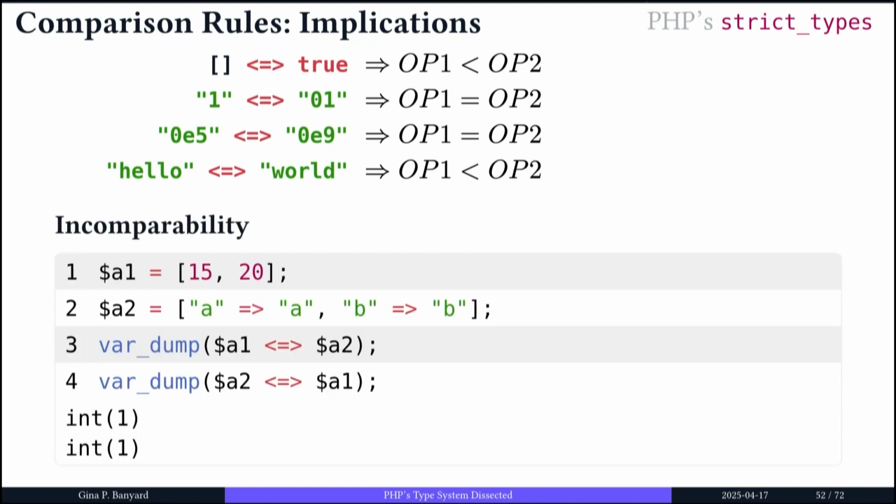The way PHP encodes incomparability in the engine is a bit strange, in that it basically tells you that the first operand is always the greatest. So regardless of how you do the operation, you get the same result.